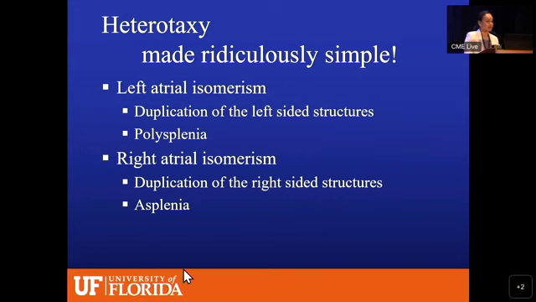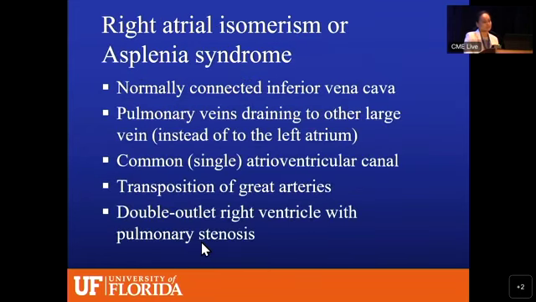That's why it's also called asplenia syndrome. Does that make sense? So let's now talk about right atrial isomerism, asplenia syndrome. Usually there are right-sided structures in your heart that are very identifiable as the right side.